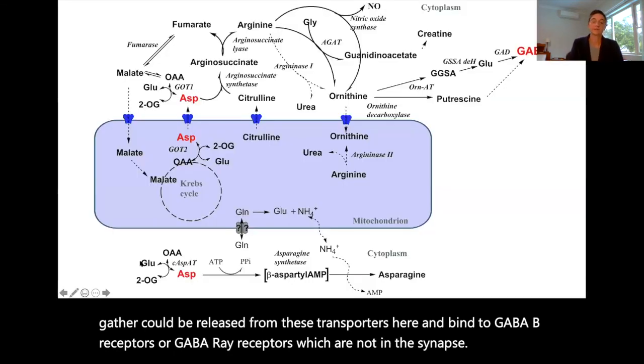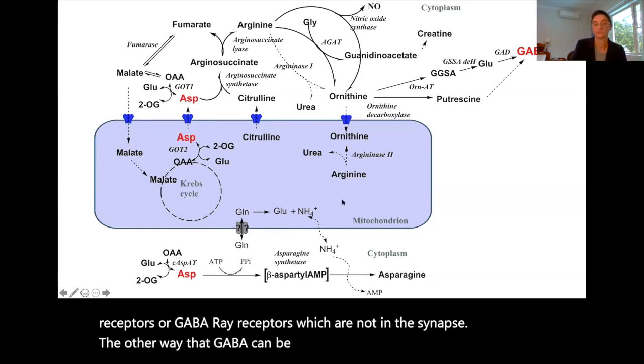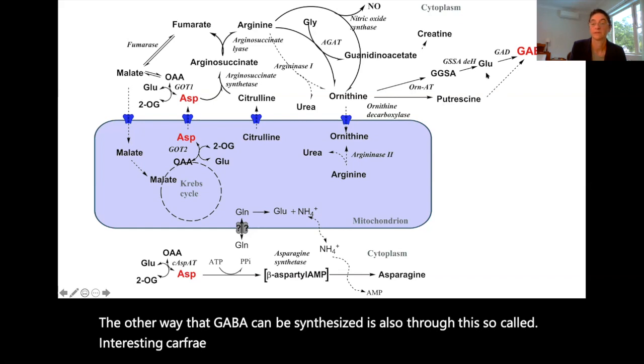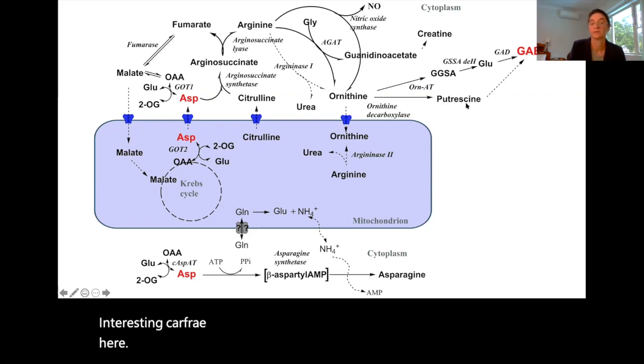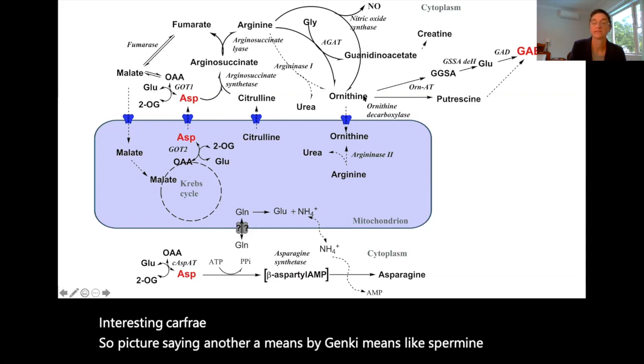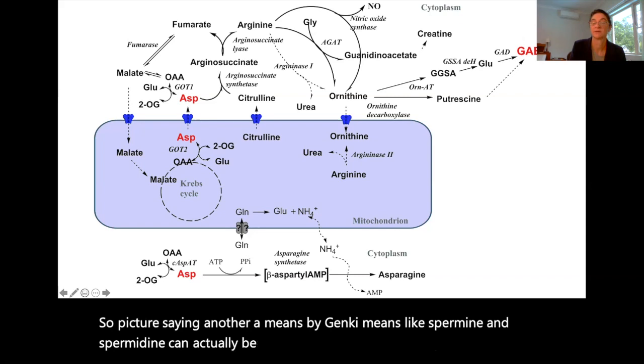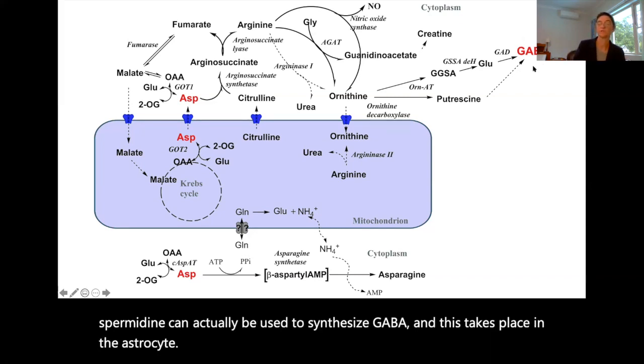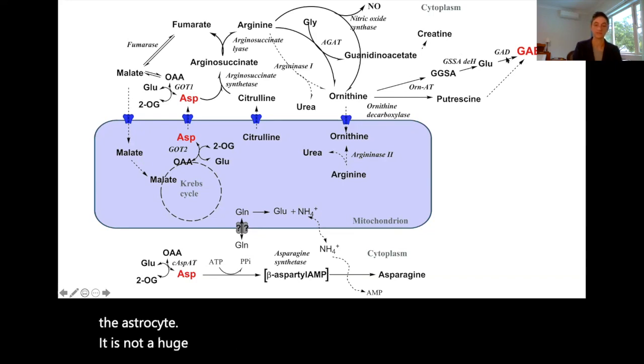The other way that GABA can be synthesized is also through this so-called putrescine pathway here. So putrescine and other biogenic amines like spermine and spermidine can actually be used to synthesize GABA. And this takes place in the astrocyte, but it's not a huge contributor to GABA levels, but you do need to be aware of it.